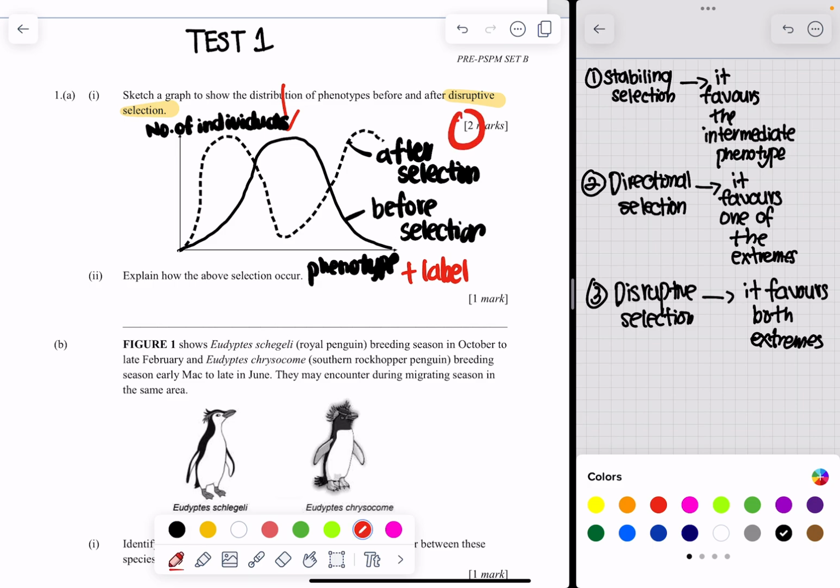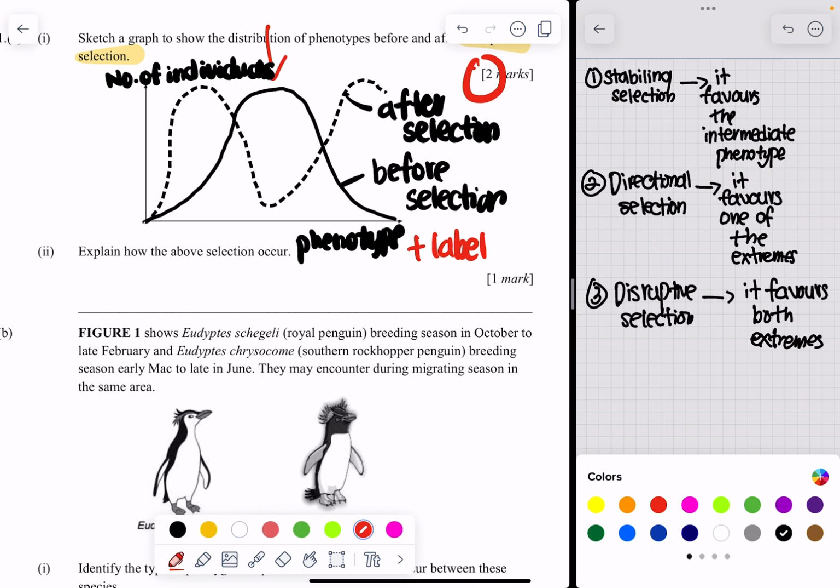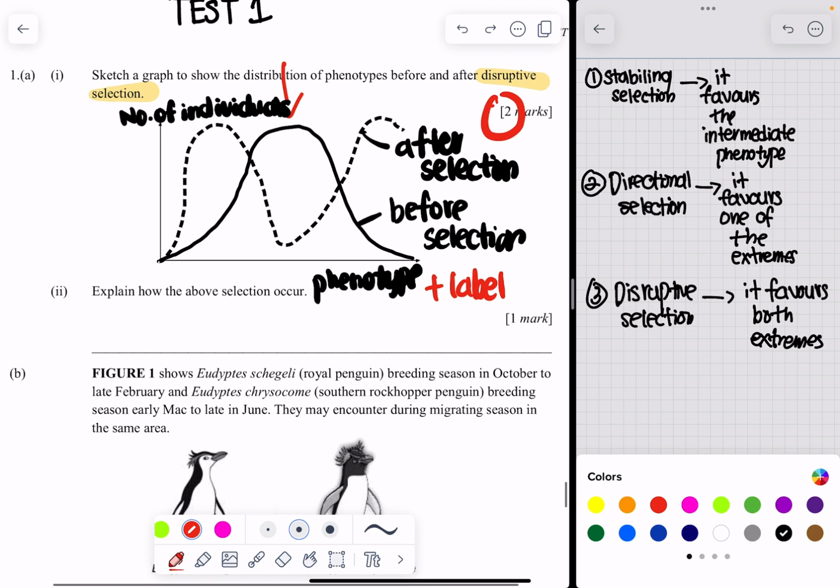Okay, 2 marks. Done. This is too thick, don't you think so? Let me just change this real quick. Oh, no wonder it's too big. Okay, this one is better. So let's take a look at the next question.